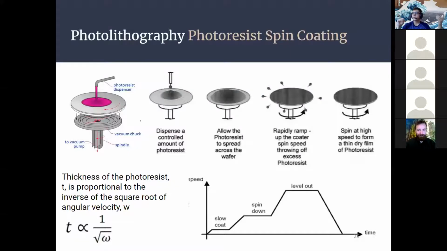You dispense it either before you start spinning or after you start spinning, depending on what you want. You can have a static or a dynamic spin. Either you start the spinning after you've already deposited the photoresist and ramp it up to a high speed, or you can have it at a lower speed, deposit it, and then accelerate it up to a higher speed once the photoresist is on there. That should give you a relatively uniform film of photoresist, which you can then take off, bake for a little bit, and then it will be prepared for exposure.